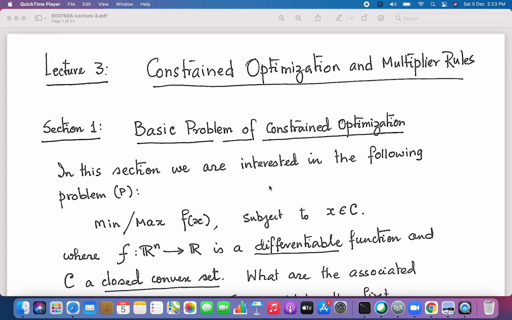So today we are going to start our discussion on constrained optimization and multiplier rules. Now, constrained optimization is a key thing in real applications, because in real applications the variables have to satisfy certain kinds of constraints.